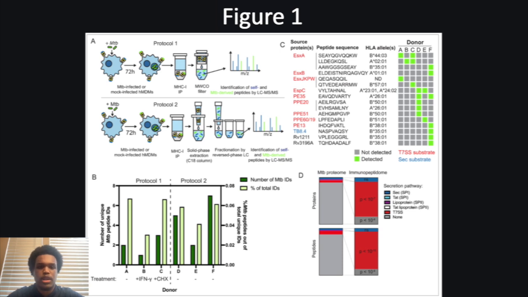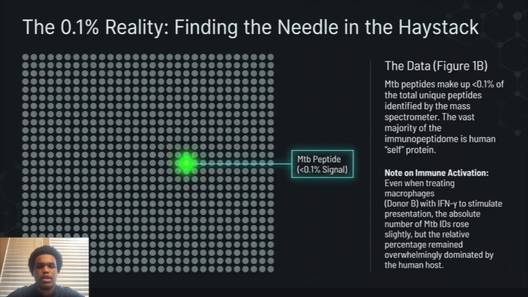Looking at Figures 1b and 1c, we can see that the results of this search were like looking for a needle in a haystack. In Figure 1b, the MTB peptides make up less than 0.1% of total unique peptides that were identified. Most of what the macrophage presents is either self or human. Because these bacterial hits are so rare, they performed manual inspection of the mass spectra and SIR-quant validation using synthetic standards to ensure that no false positives were reported.